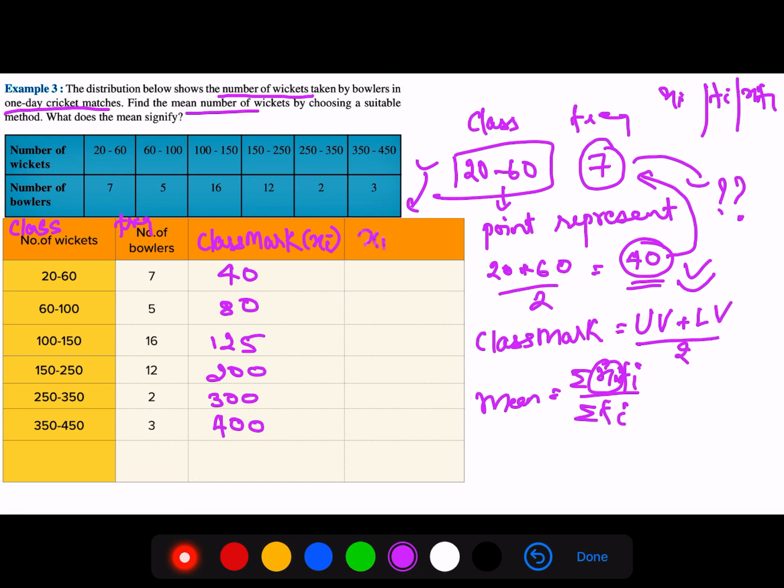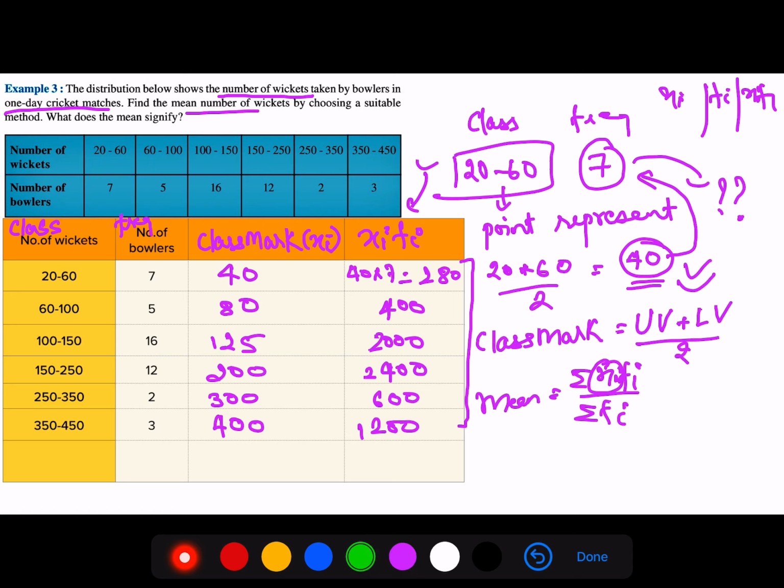So here I will compute xi fi. It will be 40 into 7, that will be 280, and so on. If I do the calculation, it will be 400, then 2000, then 2400, 600 and 1200. I will just have to take the summation of this column. I've done the calculation already, and it will be 6880.